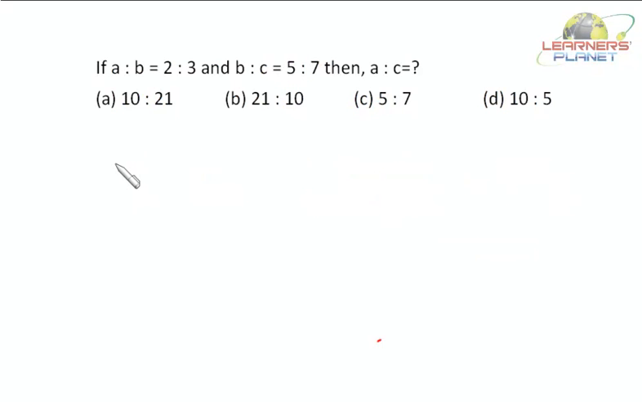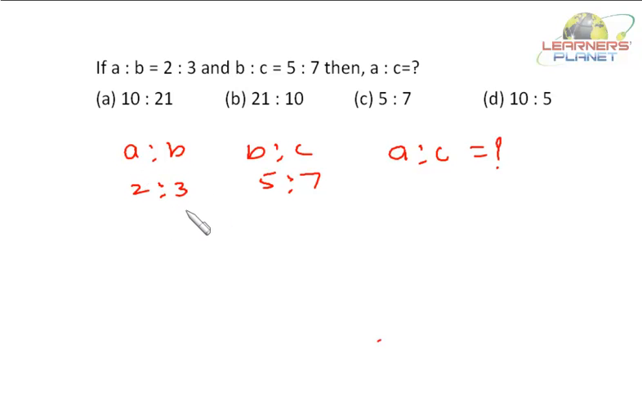Now let's see this problem. If A is to B is 2 is to 3 and B is to C is 5 is to 7, then we have to find out A is to C. Okay. Here the ratio of A and B is 2 is to 3 and the ratio of B and C is 5 is to 7. So we cannot make a direct comparison of A and C.